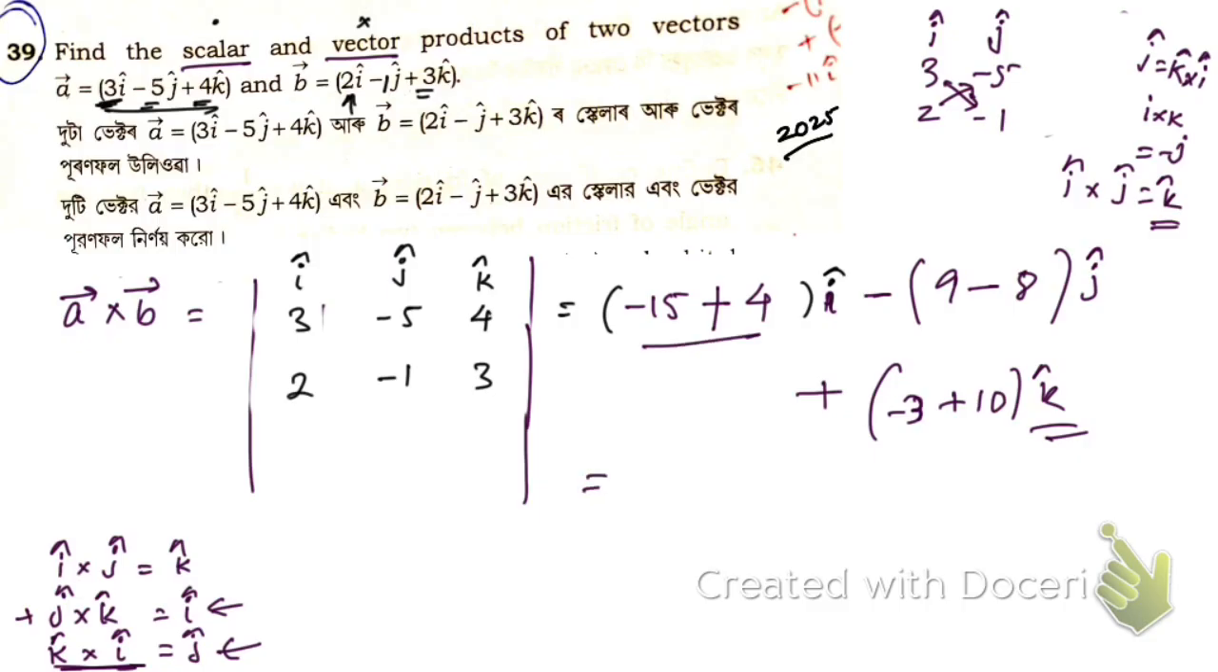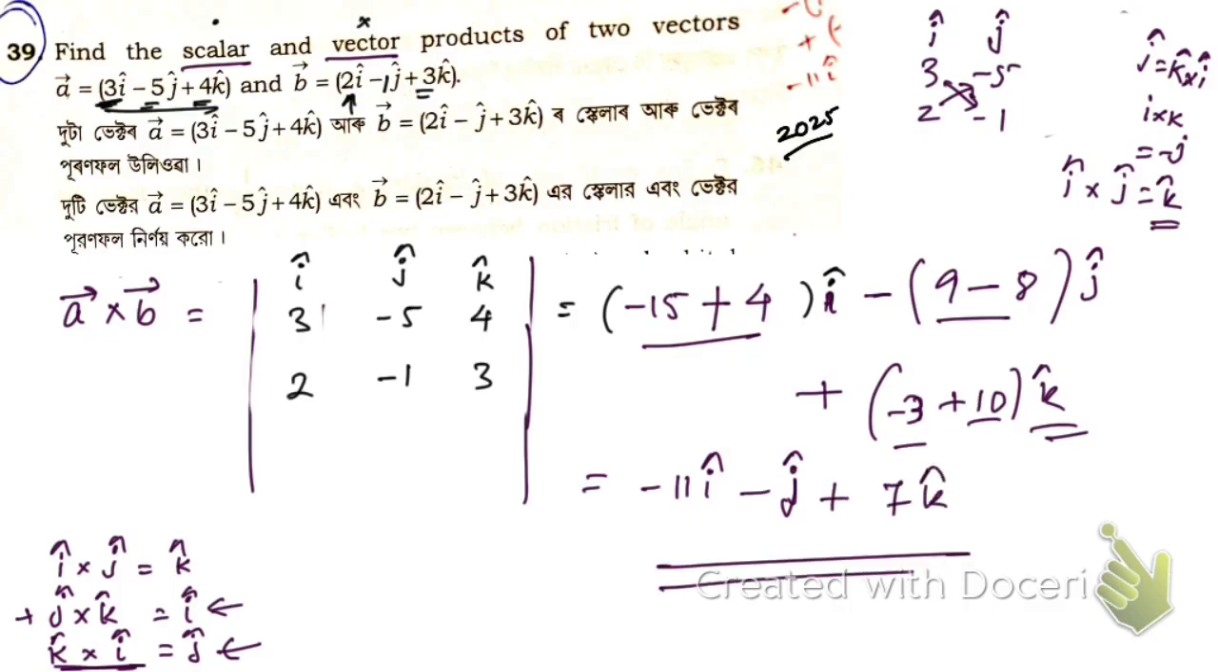So now let's calculate. Minus 15 plus 4, that's going to be minus 11 I cap. Then 9 minus 8, 1 J cap. Simply you can write J cap. Then plus 10 minus 3 is 7 K cap. So this is the answer, right? So hope you have understood this.